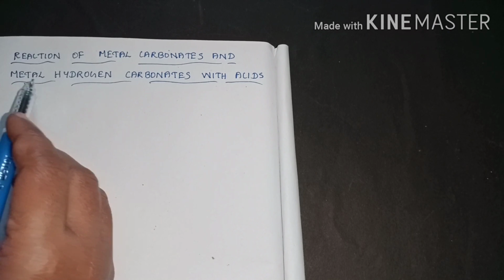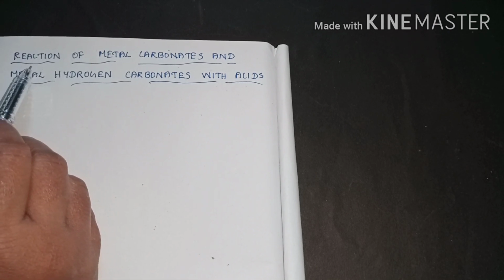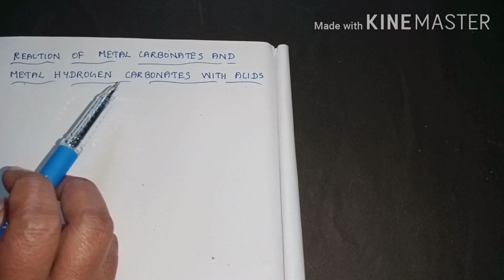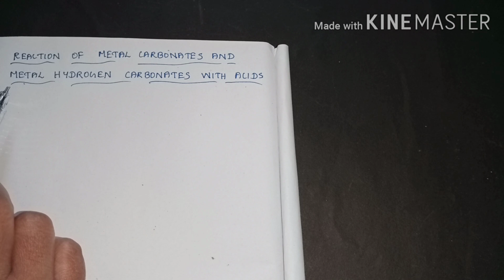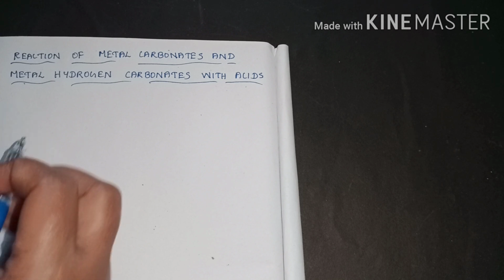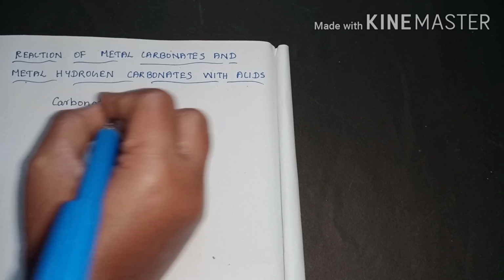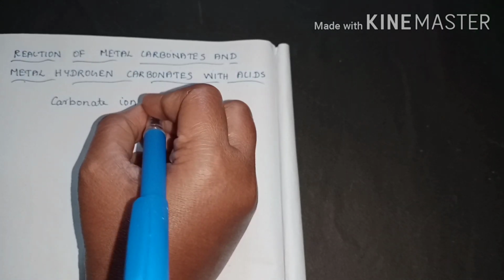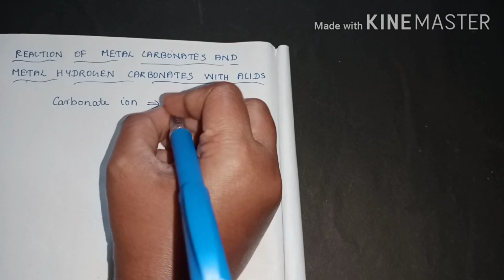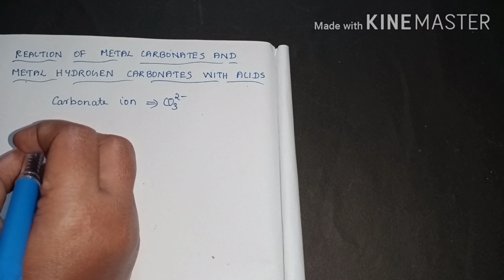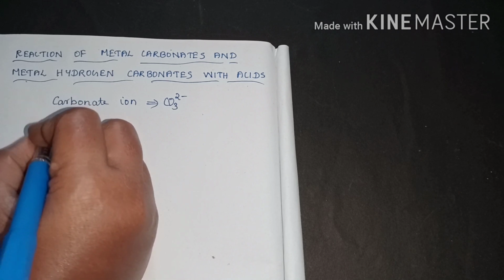Hello students. In this video we are going to discuss the topic reaction of metal carbonates and metal hydrogen carbonates with acids. In 9th standard you studied the formulae of carbonate ion and hydrogen carbonate or bicarbonate ion. What is the formula of carbonate ion? Carbonate ion. Its formula is CO3 2 minus.